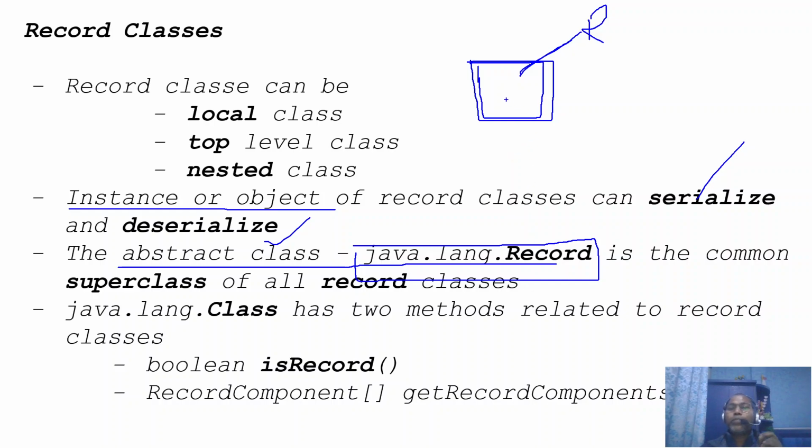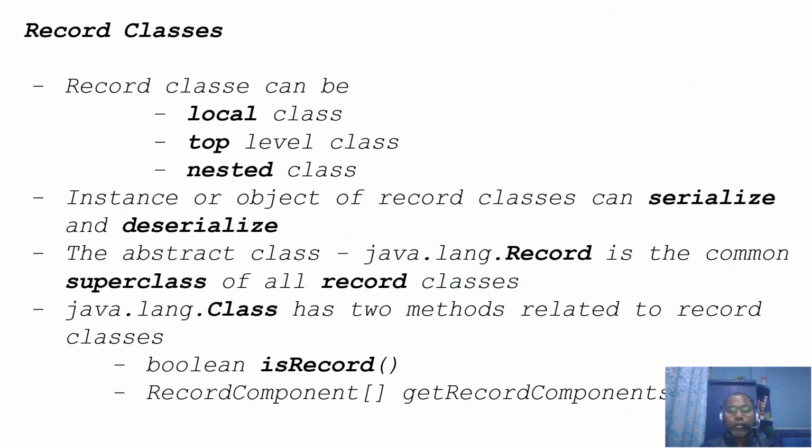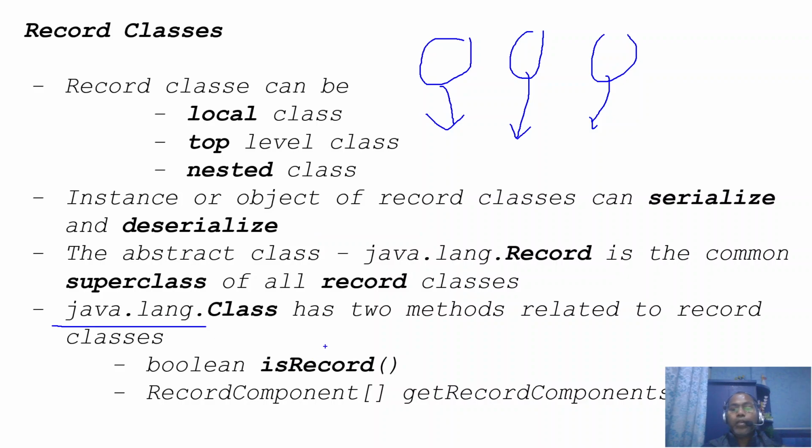The reason is that by default, java.lang.Record is the superclass of all record classes. Whatever record classes you create, record class 1, 2, 3, the superclass of all of them is java.lang.Record. Sometimes we get confused: if we have multiple objects, object 1, object 2, object 3, and I don't know whether it is an object of a normal class or of a record class. For that purpose, a method was added in the java.lang class so you can identify whether it is a record class or not.